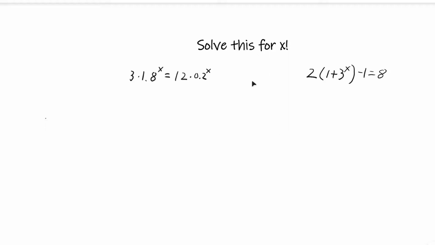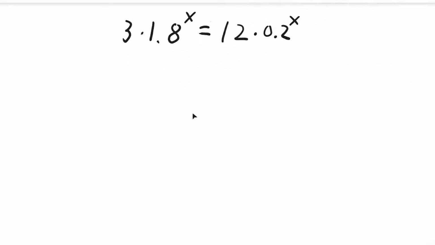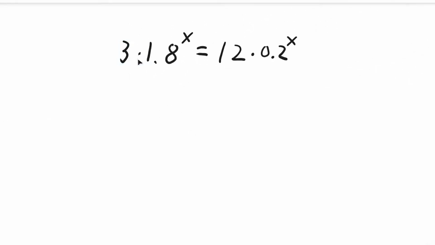Alright, today we're going to solve these two exponential equations, and we're starting by solving this one. So let's go. If we look at this, we have 3 times 1.8 to the x equals 12 times 0.2 to the power x. And to solve this, we will first of all have to take the constants on one side and everything that has to do with an x on the other side.